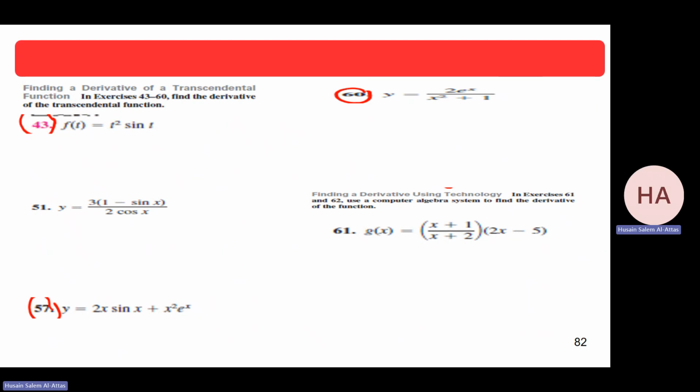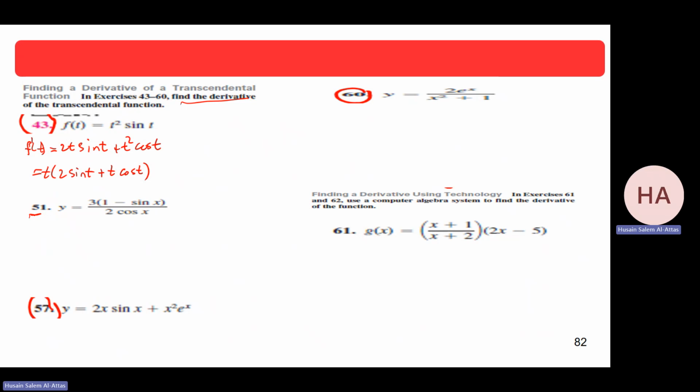Okay, now we'll move to sine and cosine, finding the derivative using the product rule and the quotient rule. Now find the derivative. So f prime is the derivative of the first, which is 2t sine t plus t squared cosine t. That's it. Or if I want to write it, t times 2 sine t plus t cosine t. Both are correct.